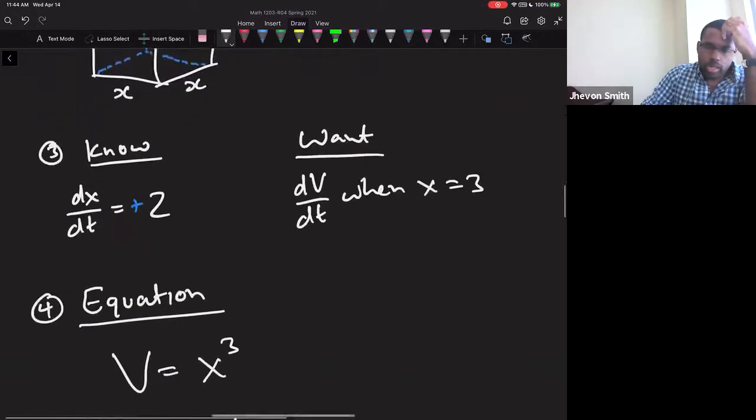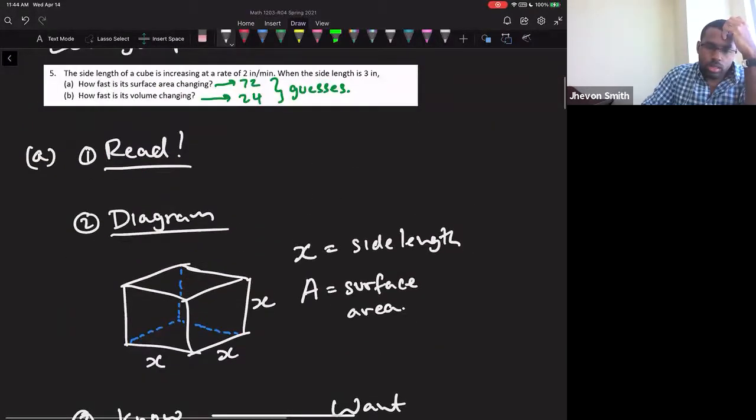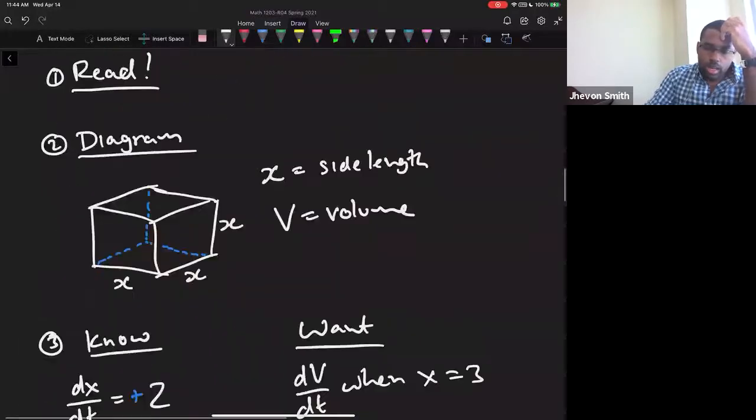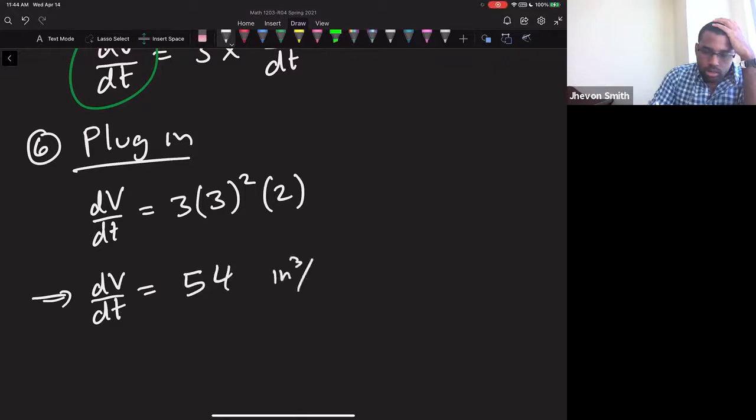Our x is 3 and dx/dt is 2. 9 times 3 is 27, times 2 is 54. And this is inch cubed per minute.